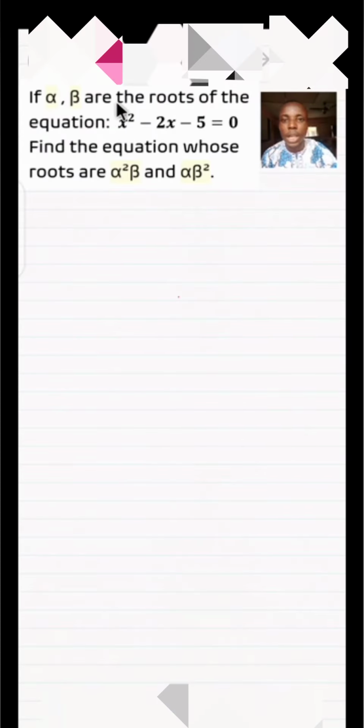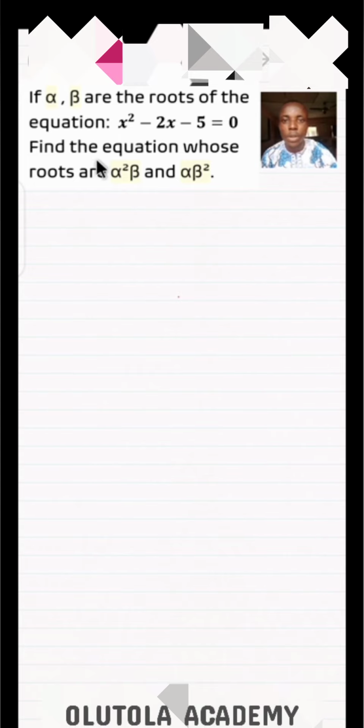Alpha, beta are the roots of the equation x squared minus 2x minus 5 equals 0. Find the equation whose roots are alpha squared beta and alpha beta squared. So to start this, I will have x squared minus 2x minus 5 equals 0.